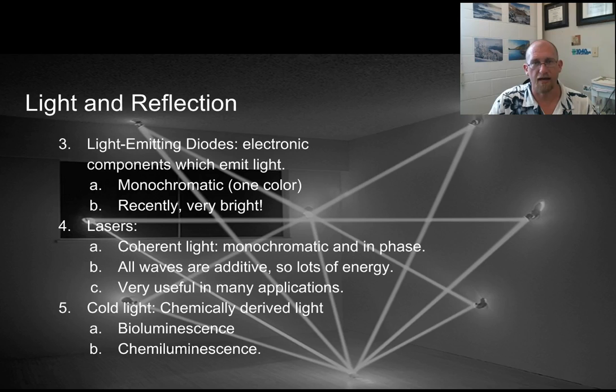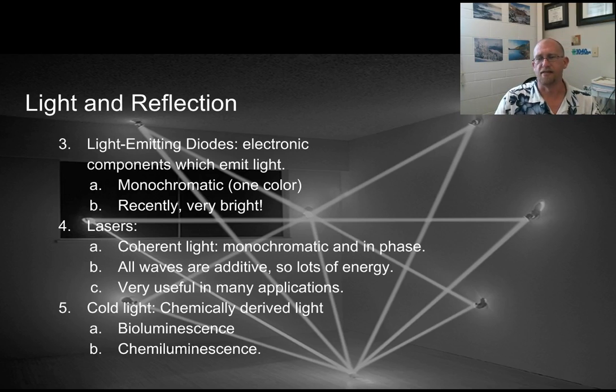Lasers are another form of light, and a laser is called coherent light. So it's monochromatic. It's all one color. It's all one wavelength. And it's in phase. So all the waves rise and fall together. And I'll show you an image of that in a minute. And so all the peaks add, all the troughs add, and you have very, very high energy light that is produced, which is what allows them to be useful in lots of applications. We can cut with them, we can read with them, we can measure with them, do all kinds of different things with lasers. And then cold light is the last source of light.